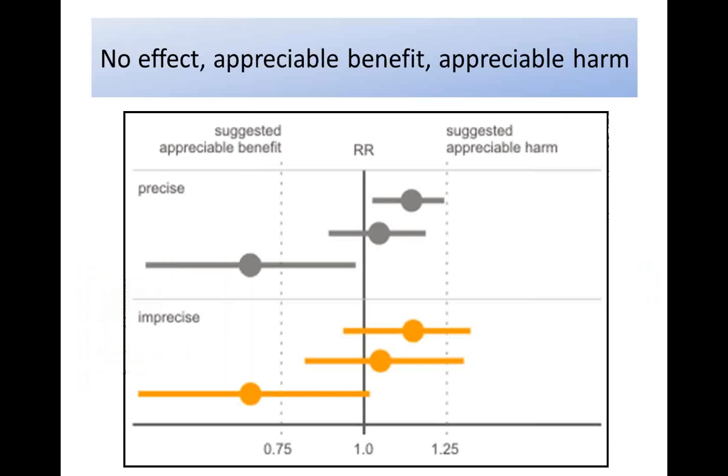When I say no effect or appreciable benefit or appreciable harm, what am I talking about? Well, this is a graphic display of what that is. You've got the line of no effect in the middle, as you'd all be familiar with, and then appreciable harm and appreciable benefit you can see as dotted lines on this slide. You can see that there's precision in the top three because they don't cross the line of appreciable harm and no effect, or appreciable benefit and no effect. Whereas in the bottom three, you can see that they cross multiple lines and therefore they are imprecise.